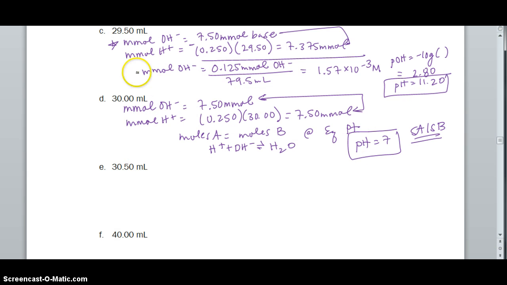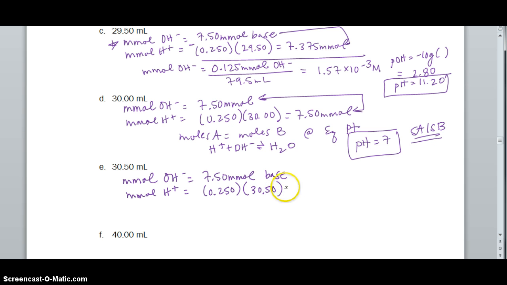So again, just a half milliliter difference here, right? Before the equivalence point and now after the equivalence point. And we'll see what a big difference it makes in pH. And that way you'll see why it's so hard to get that nice, pretty pink when we're doing titrations, because just a tiny little drop makes a huge difference in pH. Alright, so H plus, still 0.25 molar for the acid. Now 30.5 milliliters. So millimoles of acid is equal to 7.63 millimoles.